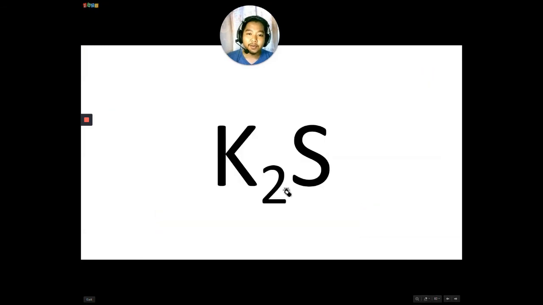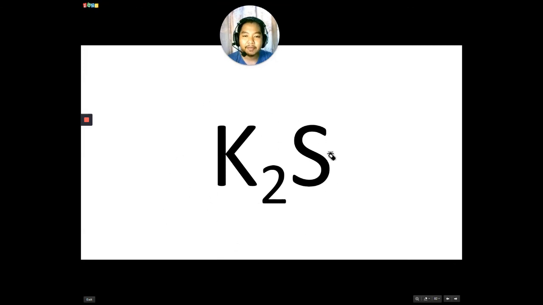And then, for the last part of our discussion, we're going to do it the other way around. We are going to name chemical formulas and turn them into a compound name. Ito sobrang dali, as easy as a piece of cake.